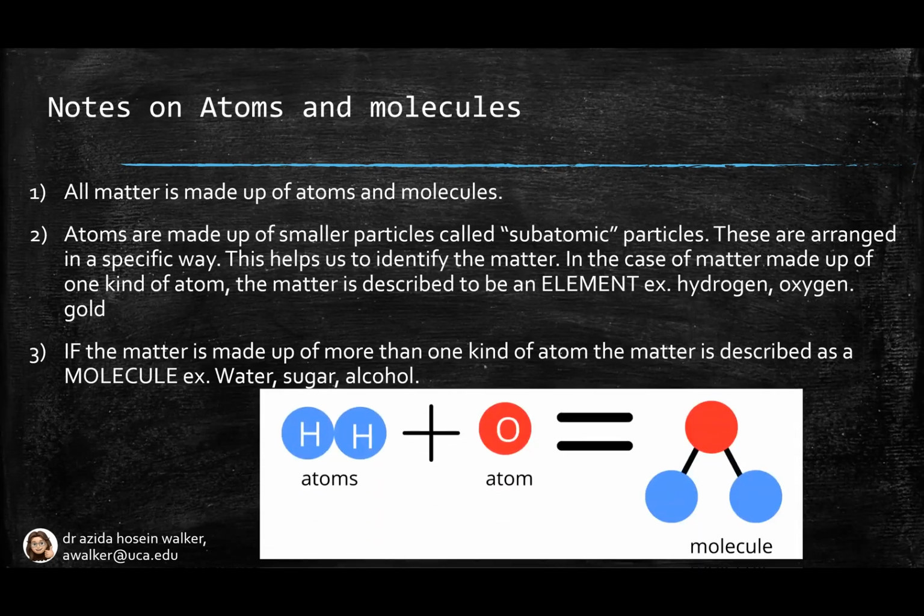In this picture, the little blue balls represent atoms. H in the middle is the chemical symbol for the element hydrogen. So these two atoms together are two hydrogen atoms. If we add one oxygen atom to that, we end up with a molecule called H2O, also known as the molecule water.